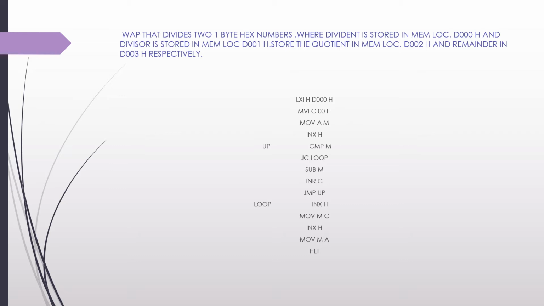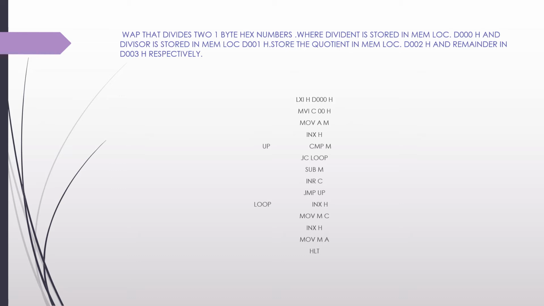Okay, so how this repeated subtraction goes is, you take the data, and after comparison, if jump on carry is not true, you are going to do subtraction. Subtract memory. After subtraction, you are incrementing C, because that counts one subtraction, and then go back to compare. Again, the contents of accumulator and contents of memory are compared, and then again you say jump on carry to loop.